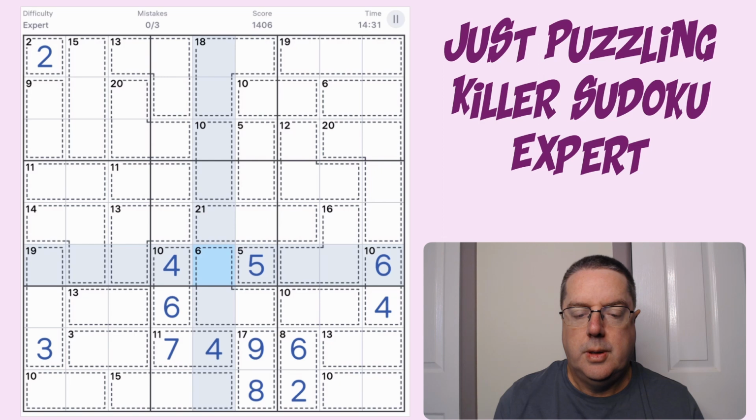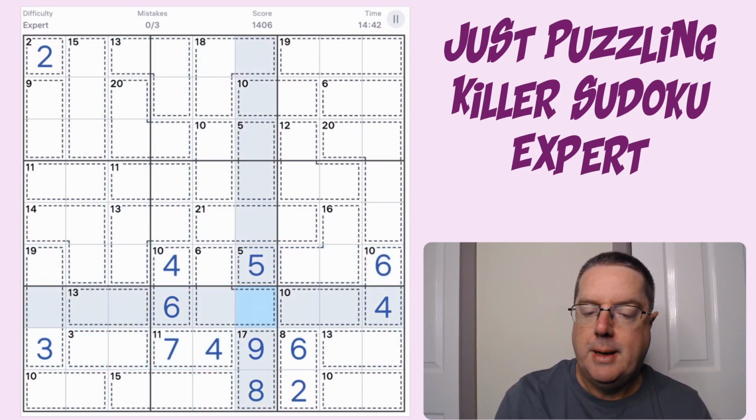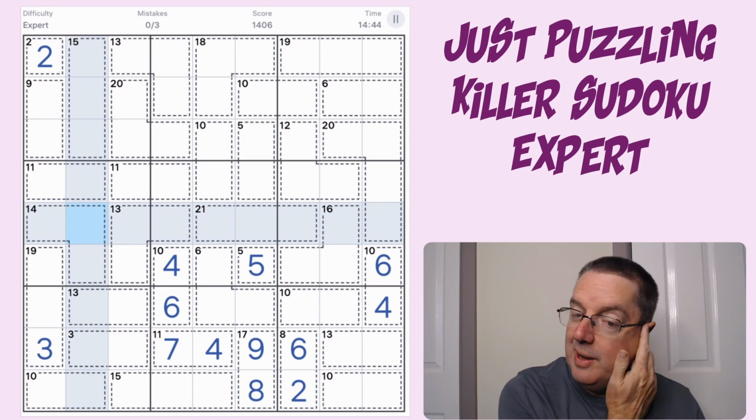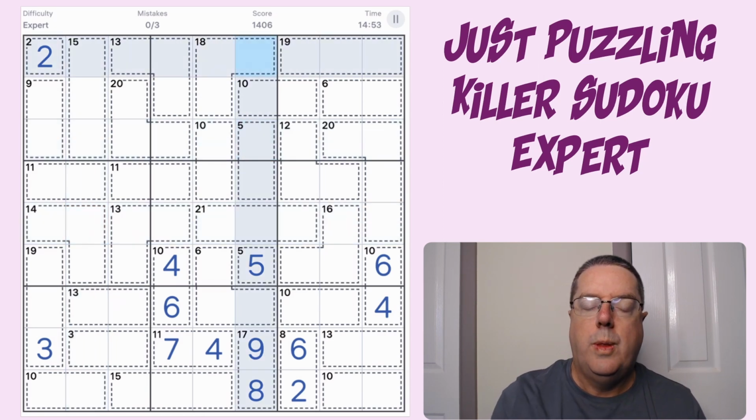What else can we see? So 1, 2, 1, 3, 3. I'm stuck down here. I keep coming back to down here, but I think I've got to start looking at other places. So 4 can be there or there.